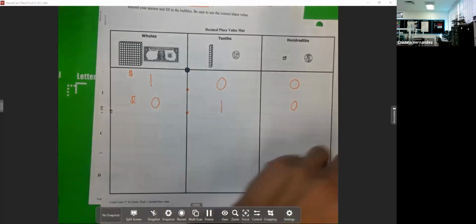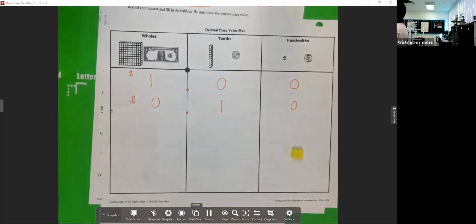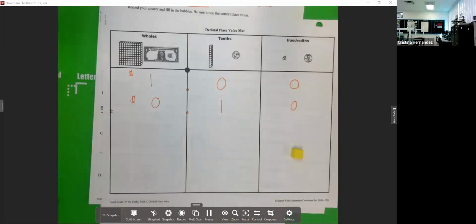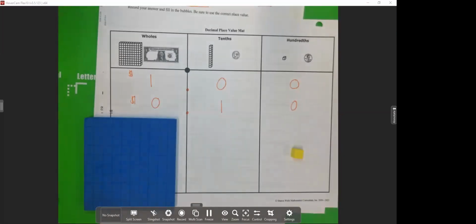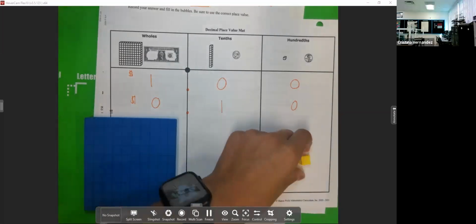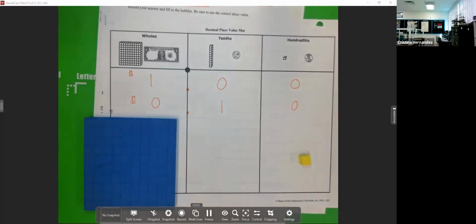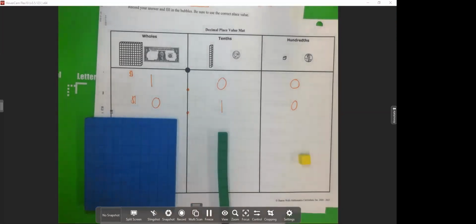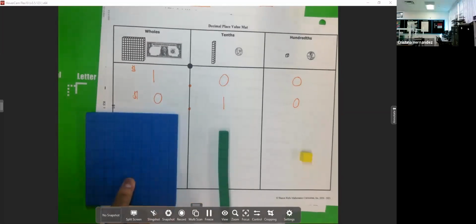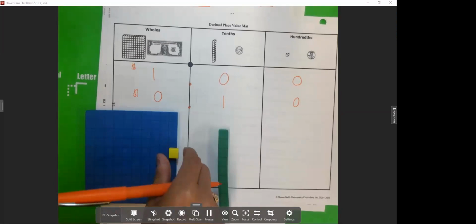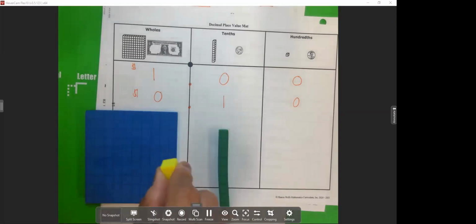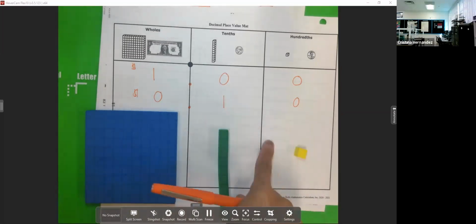What if I have 1 penny? Where does the 1 go now? Does it go in the tenths place? Do I have one whole though? No. You have 1 cent. So does it go in the tenths place or does it go in the hundredths place? So you're telling me I put my 1 here. I have 1 whole? No, that's in the tenths place. Oh, in the hundredths place.